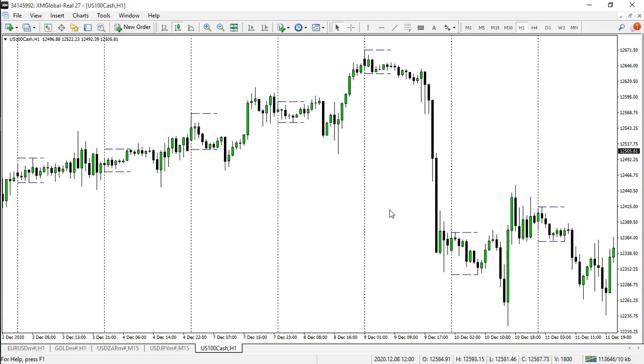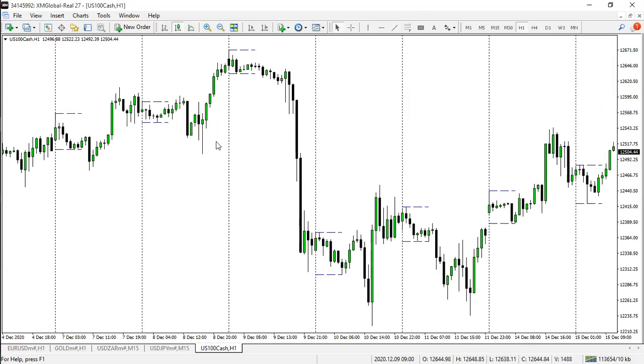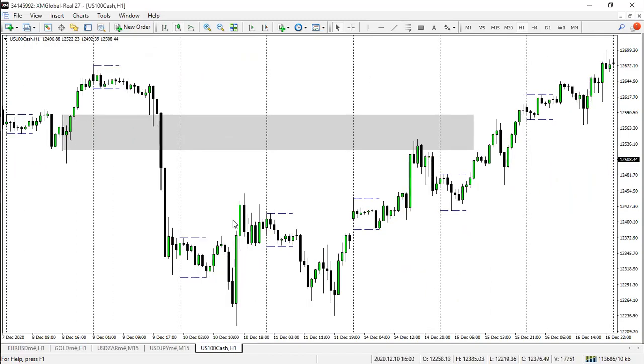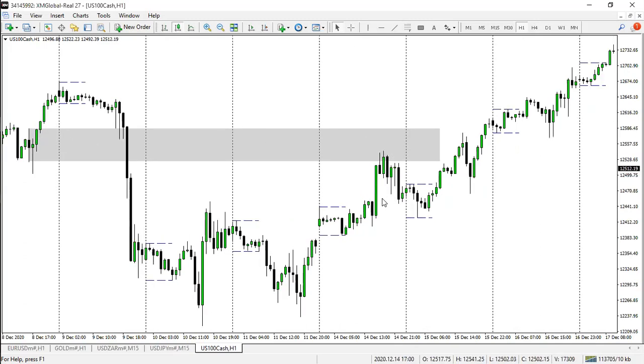Okay, anything else here? This breaker here, this one, it took out this high. Then there was a BMS, violated, and this was the return. But price was now in an uptrend, so it was just used as a short-term higher high.